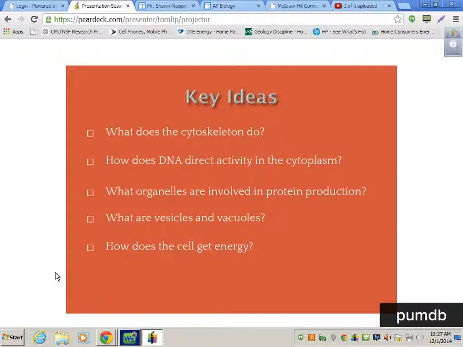cytoskeleton, sort of what gives the structure of the cell, because the cell doesn't have a skeleton. We'll look at how DNA directs activity in the cytoplasm, where you find it at. We'll look at the organelles involved in protein production, which you already know that, I think. We'll talk about vesicles and vacuoles and how a vacuole is really just a type of a vesicle, and how cells get their energy with a very special organelle called a mitochondrion.